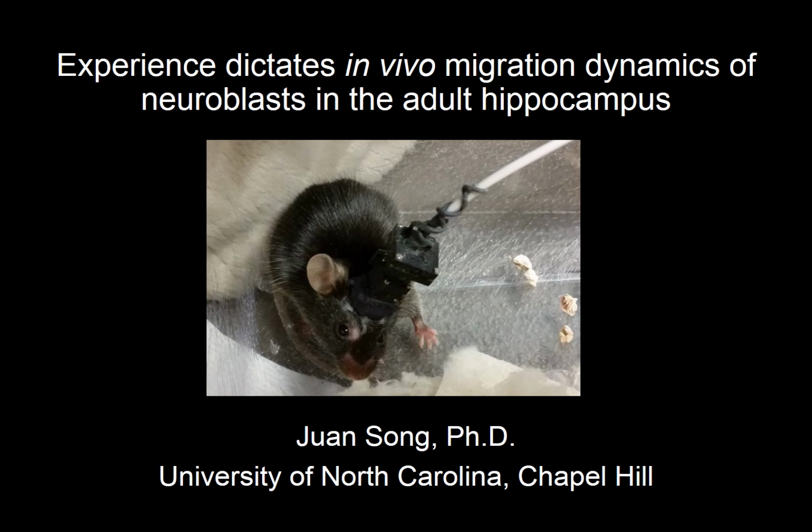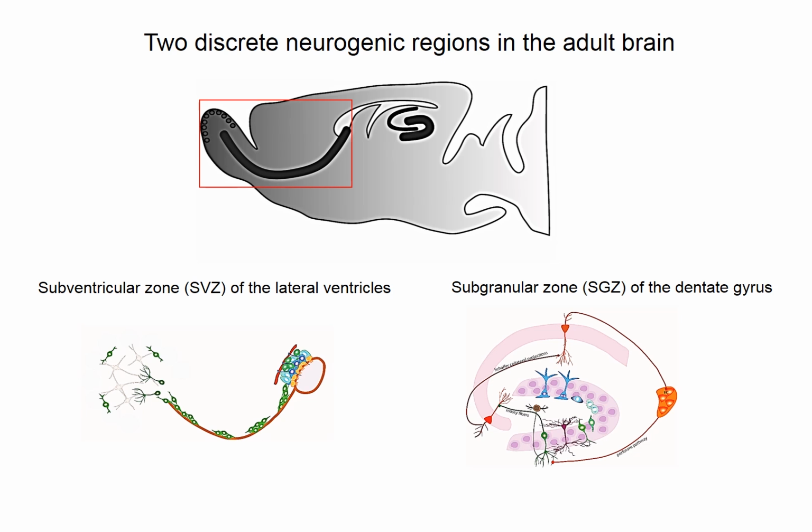So in the next few slides, I'm just going to give you a brief introduction of the brain area of our interest and why we're studying neuromigration. My lab is interested in activity-dependent mechanisms underlying adult hippocampal neurogenesis regulation. As you may or may not know, under physiological conditions, there are two neurogenic regions in the adult mammalian brain. One of them is the lateral ventricles in the forebrain, where neurons arise from the subventricular zone and move to the olfactory bulb.